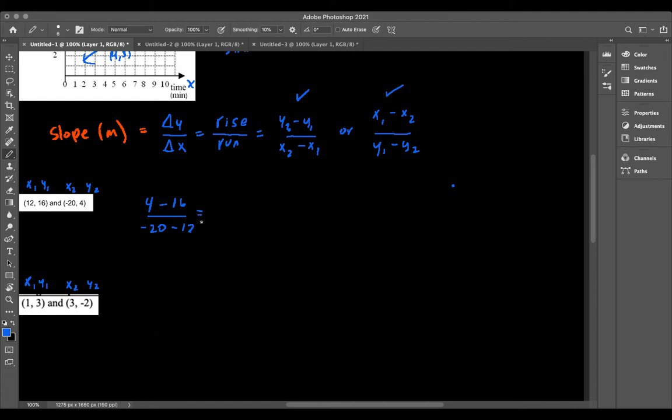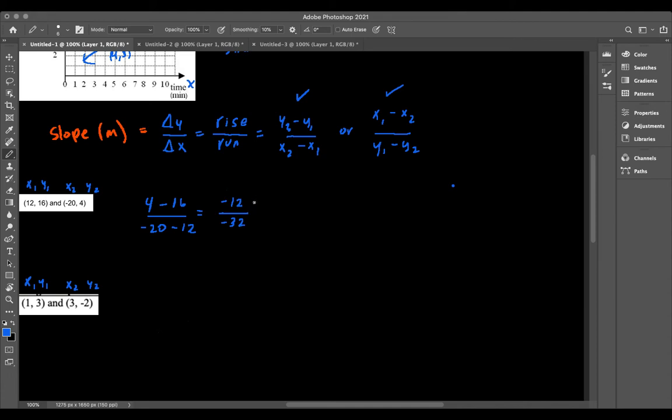Okay. So 4 minus 16 is what? Is negative 12. Okay. And then we put a parenthesis, and then we have negative 20 minus 12 is negative 32. Okay. So that's how it would look.